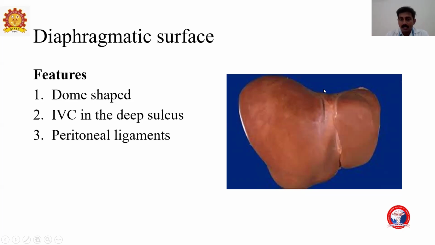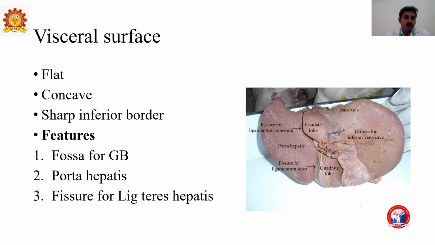We can find the IVC. What is IVC? Inferior vena cava in the deep sulcus of the diaphragmatic surface. We'll see that on the posterior aspect later. And we also have some peritoneal ligaments. What is a ligament? These are not ligaments like those of bones. These are nothing but the peritoneal reflections on the liver, called peritoneal ligaments. We'll see that in the subsequent slide.